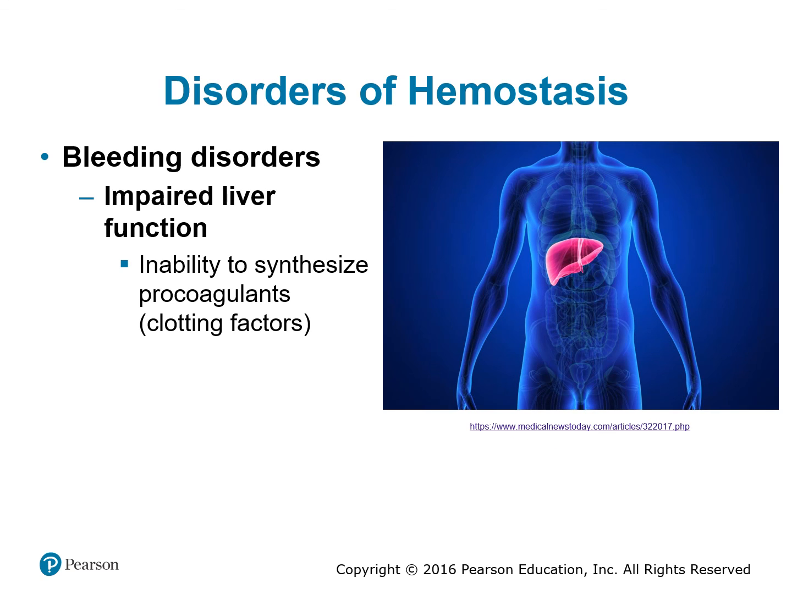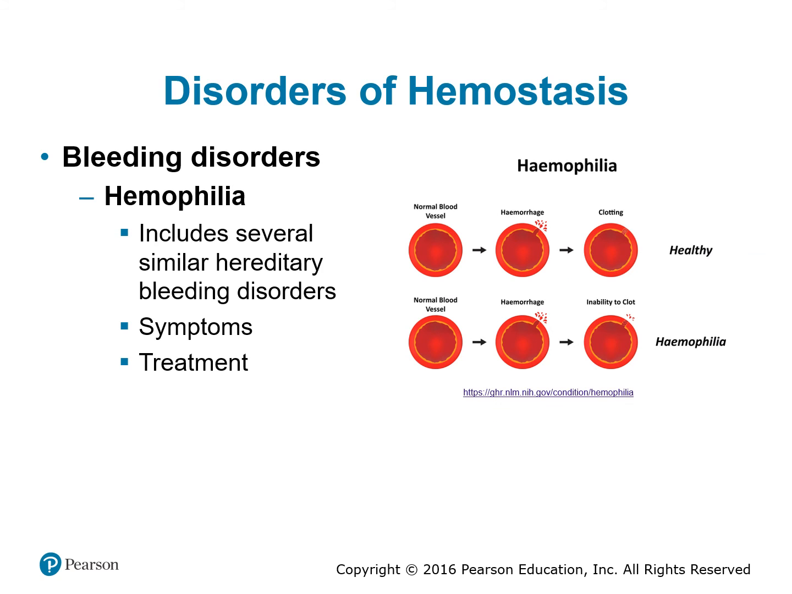Bleeding disorders can also arise because of impaired liver function. If the liver is unable to synthesize procoagulants, bleeding disorders can easily arise. Different causes include vitamin K deficiency, hepatitis, or cirrhosis. And liver disease can also prevent the liver from producing bile, which is needed to absorb fat and vitamin K.